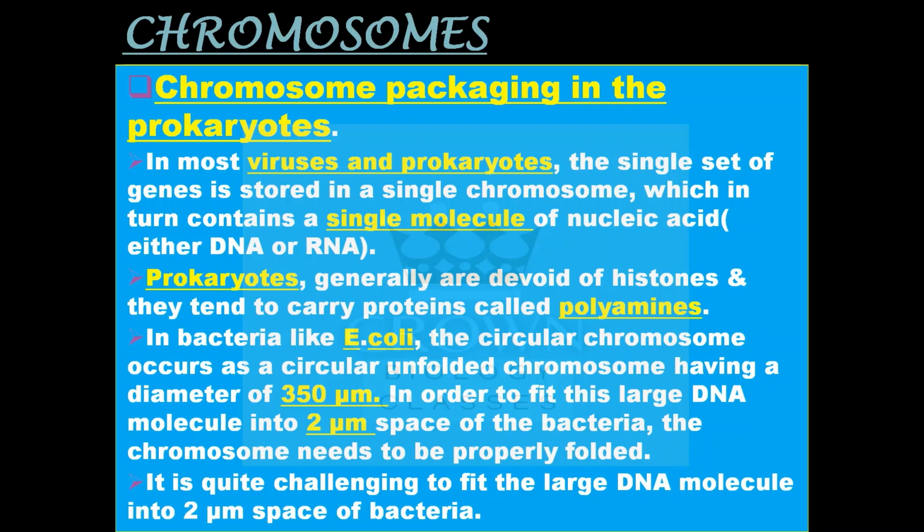In bacteria like Escherichia coli, the chromosome occurs as a circular unfolded chromosome, and that circular unfolded chromosome will have a diameter of 350 micrometer. Such a large diameter of unfolded chromosome is there. So, in order to fit this into 2 micrometer space of the bacteria, the chromosome needs to be properly folded. This circular unfolded chromosome needs to be properly folded so that it can fit into 2 micrometer space. And it is quite challenging to fit the large DNA molecule into 2 micrometer space of bacteria.